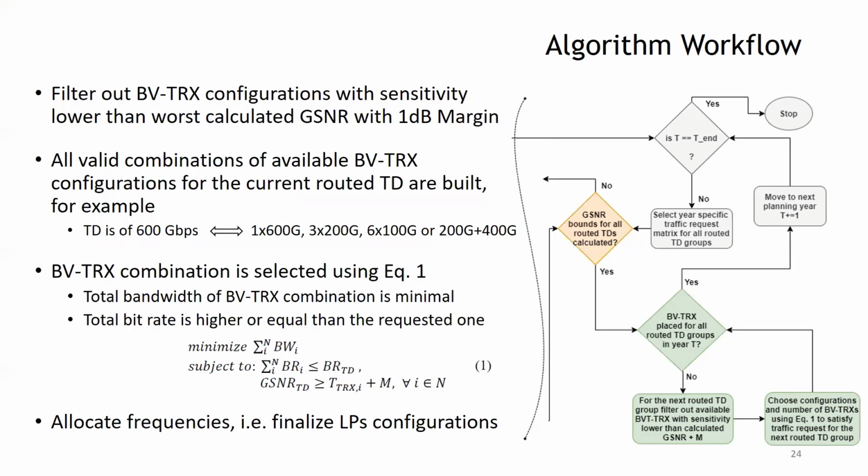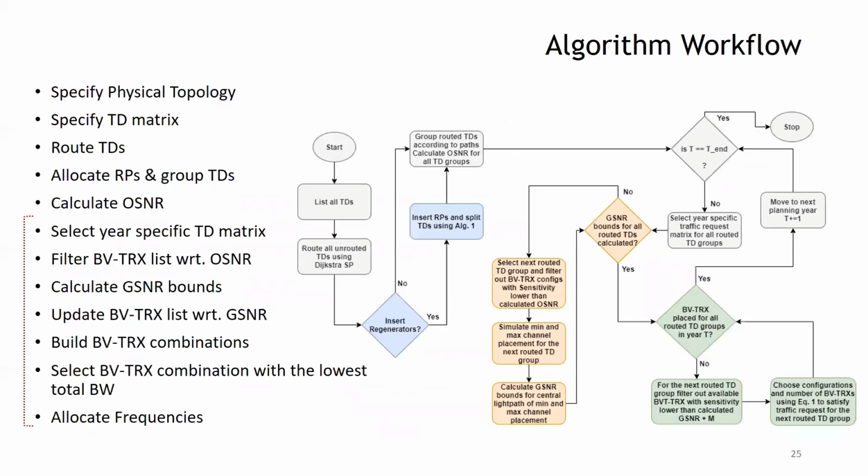When all routed traffic demands have been processed, frequencies are allocated and the transceiver allocation is done for a given period of the planning. Then the steps, starting from the year-specific traffic demand matrix selection to frequency allocation, are repeated for all remaining periods of planning.